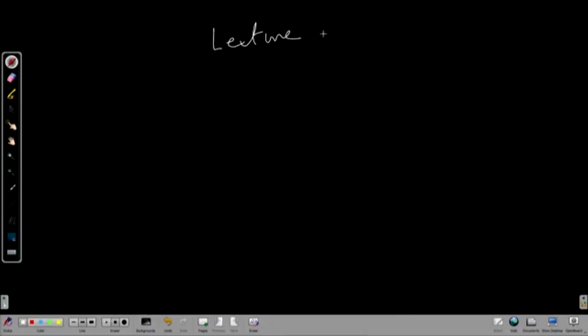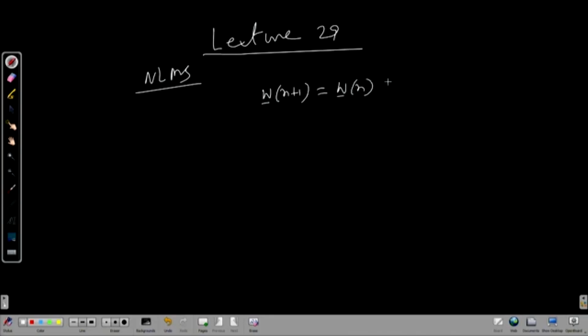Okay. In the previous class, we discussed the normalized LMS algorithm, NLMS. I will not go through that procedure again, but this is the basic update equation we obtained: w(n+1) = w(n) + mu times x(n) vector into e(n), divided by a scalar, which is the norm square of x(n). This is what we had obtained.